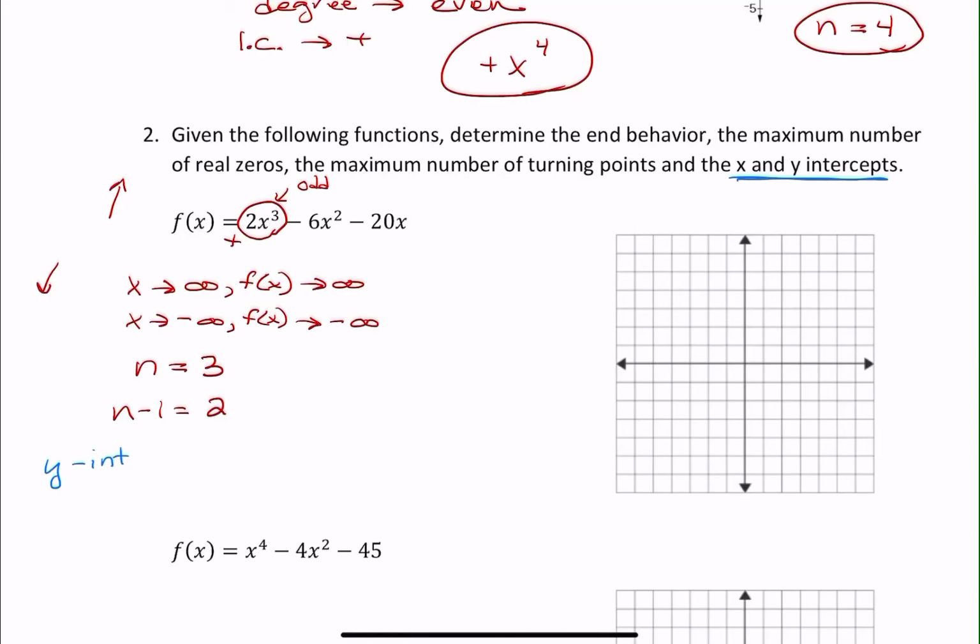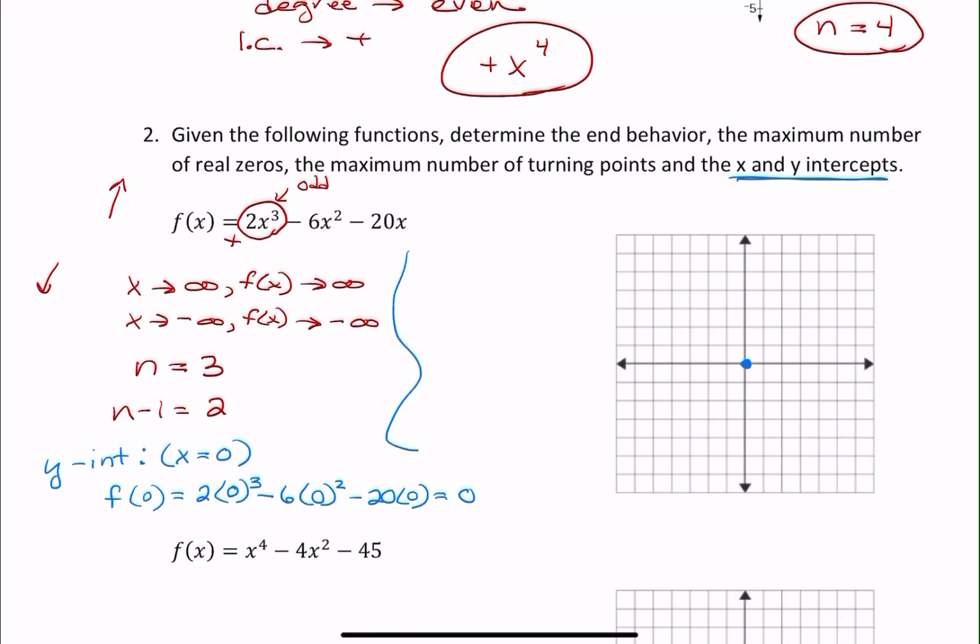The y-intercept, you just plug in 0 for x. So if I plug in 0 everywhere there's an x, I come out with 0. So what that tells me is my graph is going to intersect the y-axis at 0. So I've got (0, 0), or the origin.